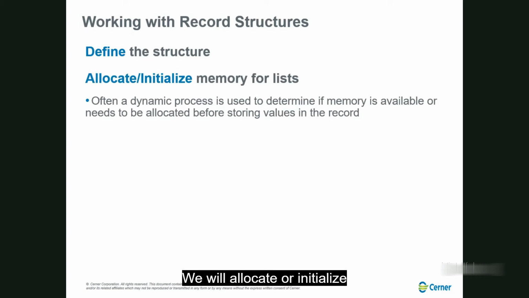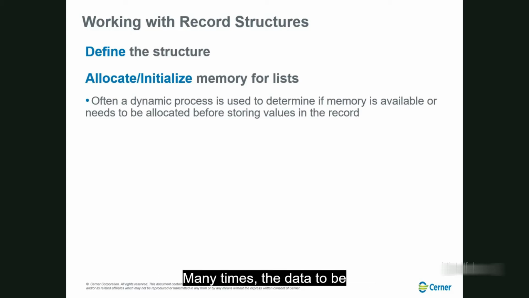We will allocate or initialize memory for lists. Many record structure definitions are set up in a way that memory is not pre-allocated. With these types of definitions, there are commands we use to allocate or initialize memory for these lists.